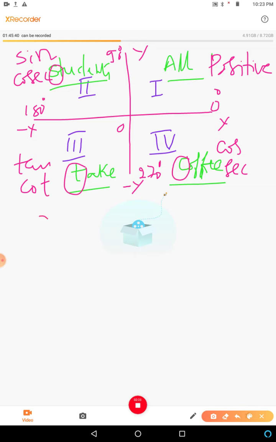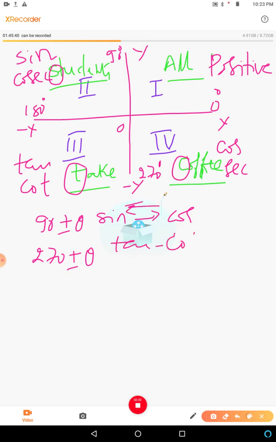We should remember that 90 plus or minus theta or 270 plus or minus theta, sine becomes cos, cos becomes sine, tan becomes cot, cot becomes tan. And when it is 180 plus or minus theta or 360 plus or minus theta, sine will remain sine, cos will remain cos, and tan will remain tan, in the same way secant will remain secant, and cosecant will remain cosecant.